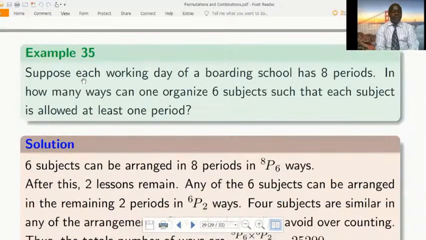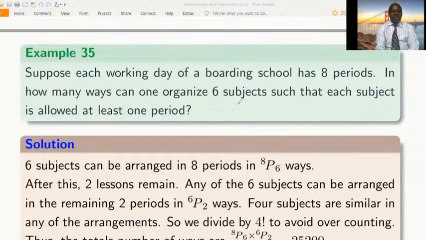Now, again, a similar question here. Suppose each working day of a boarding school has 8 periods. In how many ways can the periods be arranged so that each subject is allowed at least 1 period? So you have 8 periods, and you have 6 subjects. Of course, you notice that the periods are more than the subjects by 2. So you have two more periods.